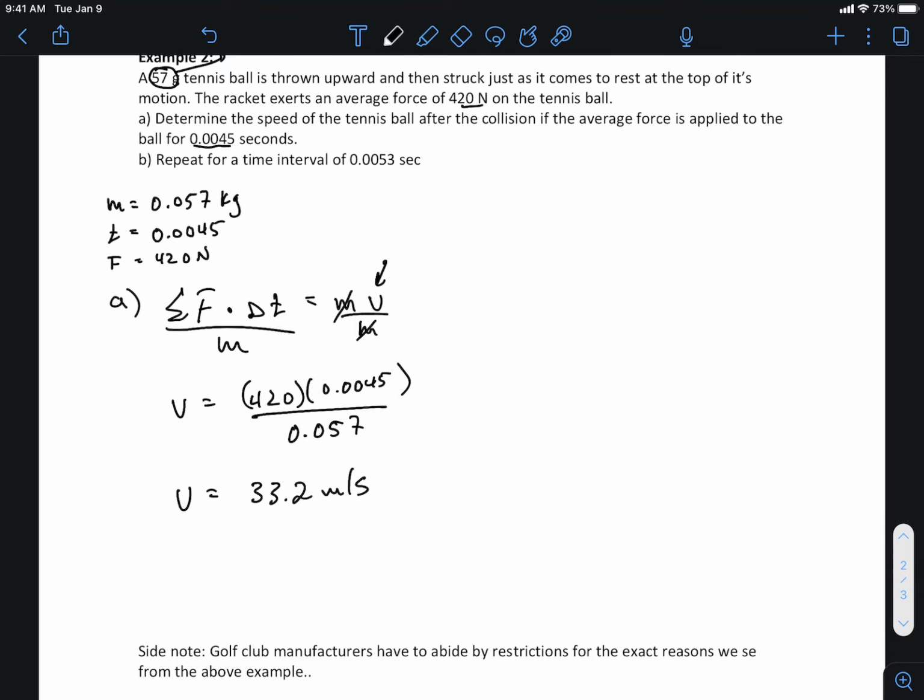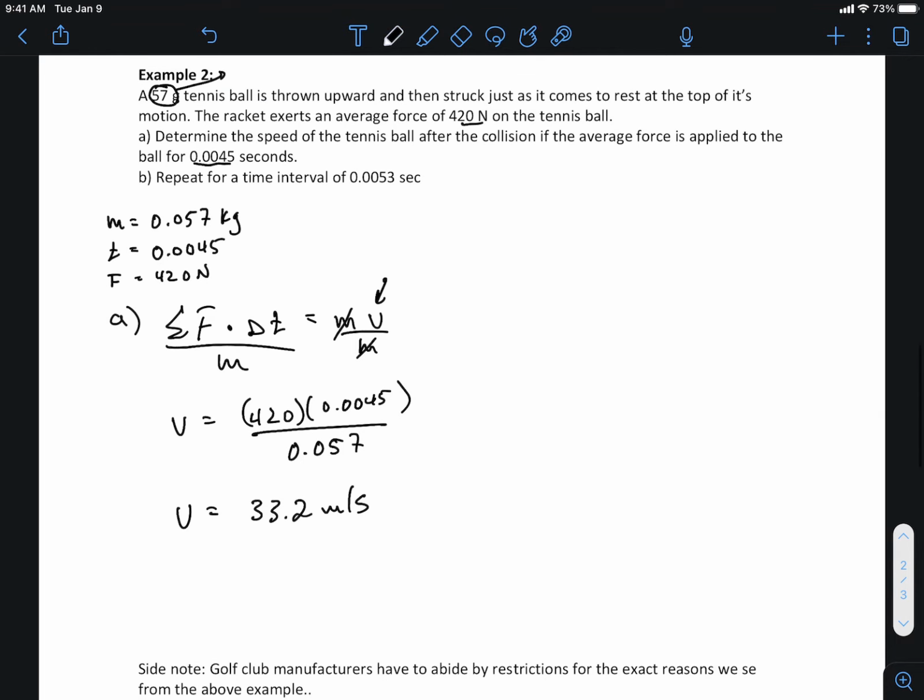Okay, and let's take a look at part B now. We're going to repeat this exact same question, except we want to look at how this is going to change if we increase the time that the ball is in contact with the racket. So let's just see what happens. We could take a guess based on what the equation is going to look like, but we're going to have the same derivation. So we know that v is going to equal the average force, or sum of the forces, over some time, divided by the mass.